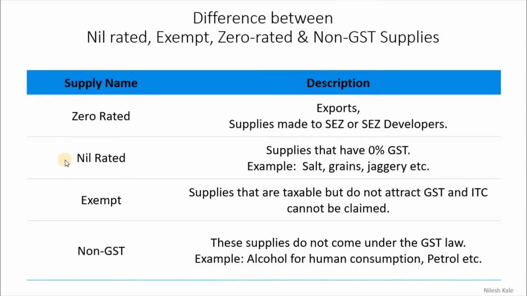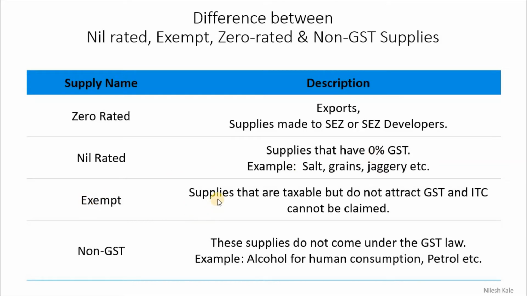Nil rated supply means the 0% GST. The supplies that have 0%, I do not call this as zero rated tax. This is zero rated. That is different. And now the supplies that have nil rated GST are these. The examples are salt, grains, jaggery, etc. One beautiful thing about this nil rated tax is you can claim the ITC, the input tax credit, which is very essential for any businessman.